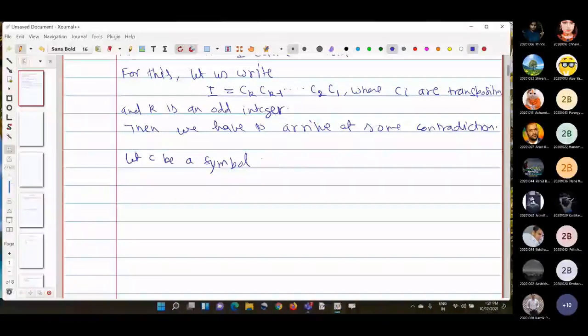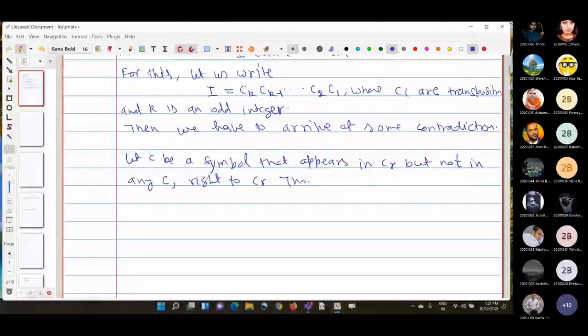Let c be a symbol that appears in C_r but not in any C_j to the right of C_r. That is what I am saying: we have written I equals C_k C_{k-1} ... C_{r+1} C_r C_{r-1} ... C_2 C_1.